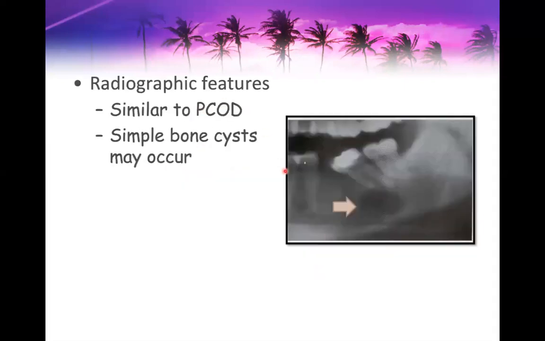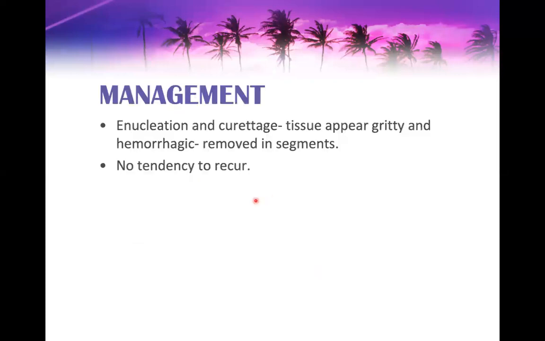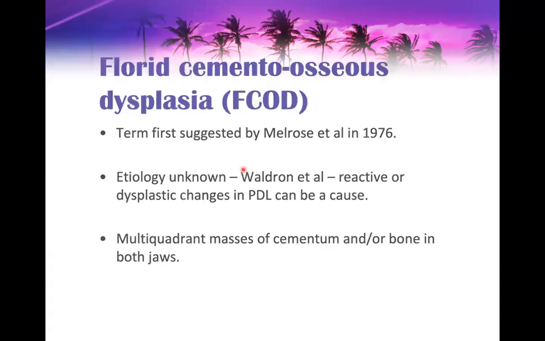Radiographic feature is similar to periapical osseous dysplasia, but the site is mandibular posterior, and you can appreciate a simple bone cyst here. Management: enucleation and curettage, and the tissue appears gritty. There's no tendency to crack up.